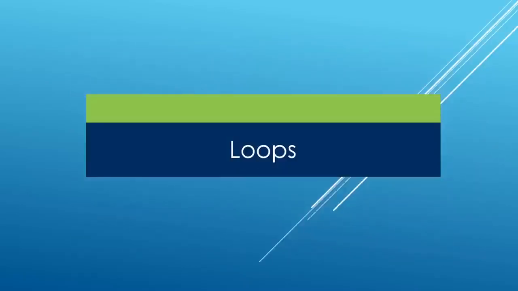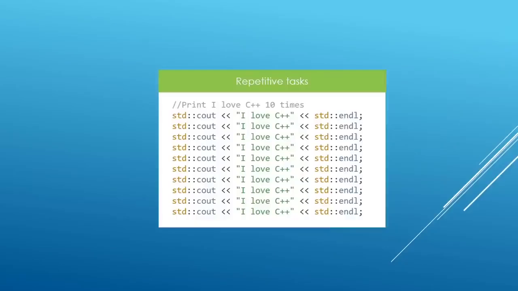In this chapter, we're going to be learning about loops. And this is a construct that is provided by the C++ programming language to allow you to do repetitive tasks relatively easily. Suppose we have a task to print a message 10 times. We can go down and do it like this and it is going to work.